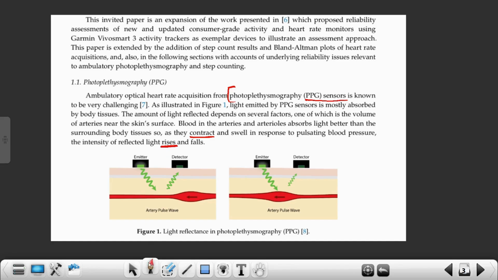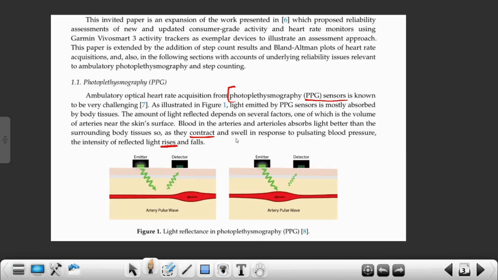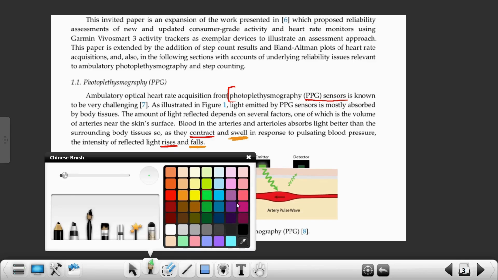On the contrary, if you look over here, let me take a different color. When these arteries swell, the intensity of the reflected light falls down, and you can clearly see over here. See this particular condition. Let me take this particular color only.